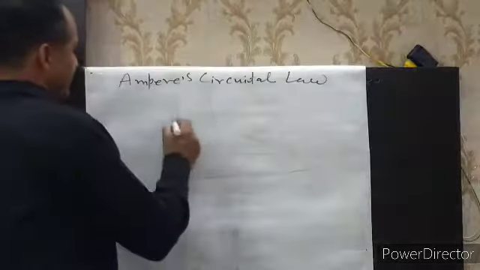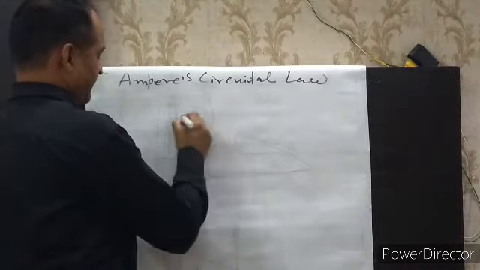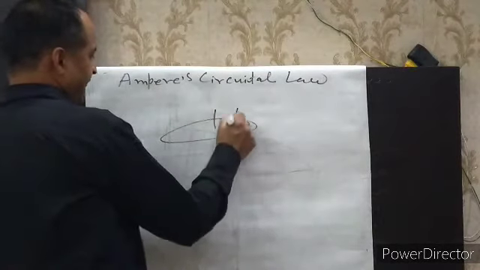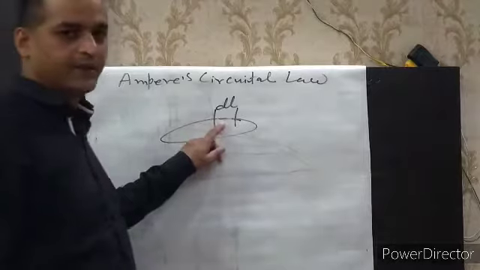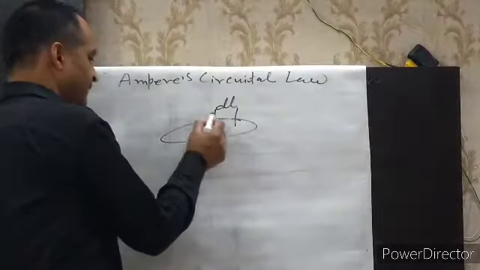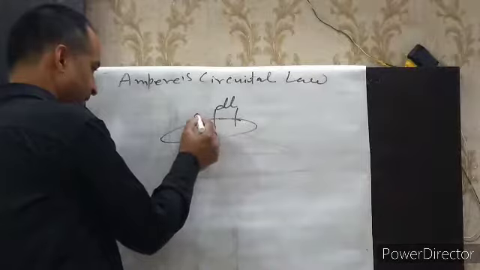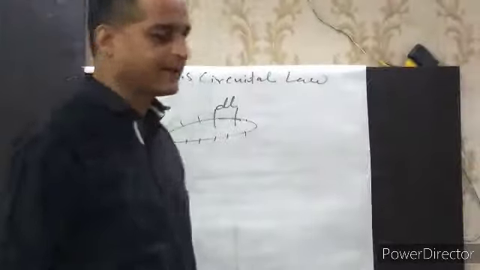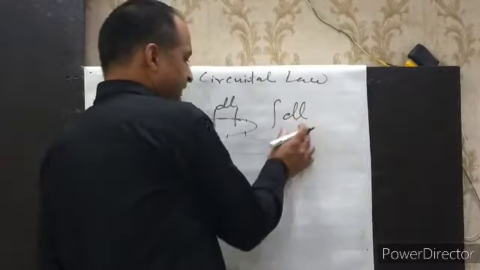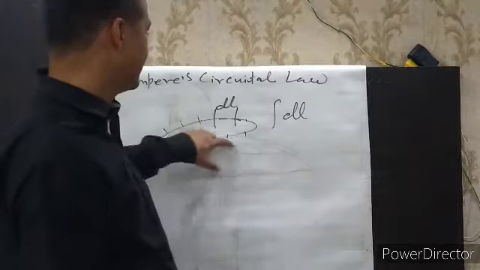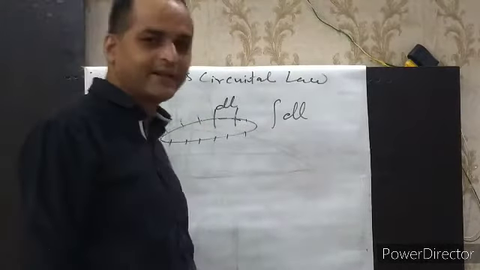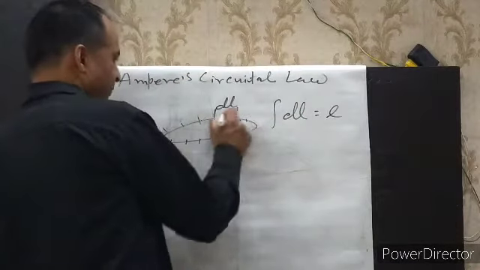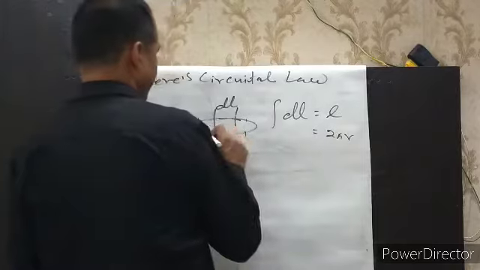Suppose this is a circular loop. If we take an element dl of the loop and add such elements for the entire loop, we get the integration of dl. This is line integration, meaning we are adding only on the line, on the circumference. The line integration is equal to the length, which is 2 pi r, where r is the radius.